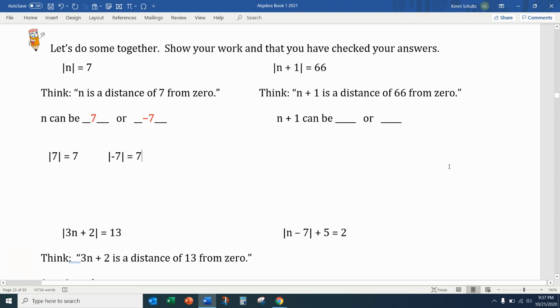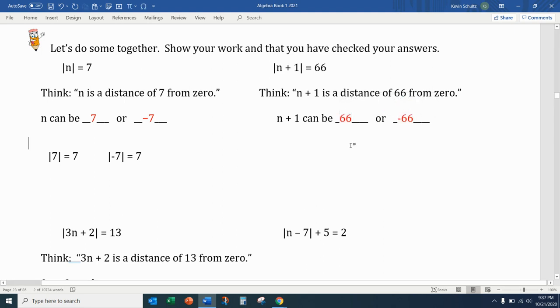In the second one here, the absolute value of n plus 1 equals 66. When we see that n plus 1 inside of those absolute value bars, we're thinking to ourselves, n plus 1 is a distance of 66 from 0, which means that expression, n plus 1, can be either 66 or -66, because both -66 and +66 are a distance of 66 from 0.